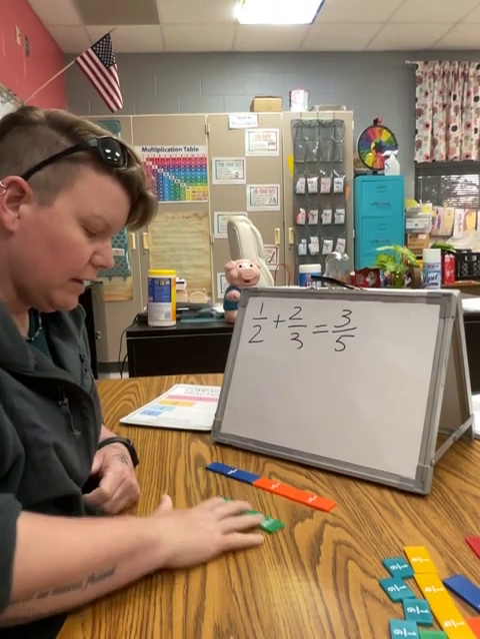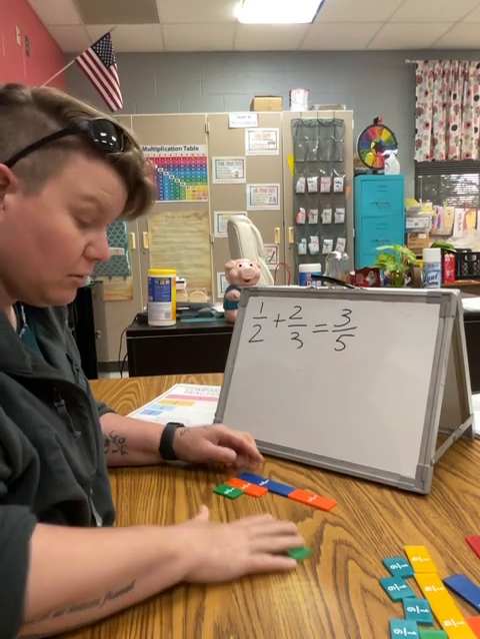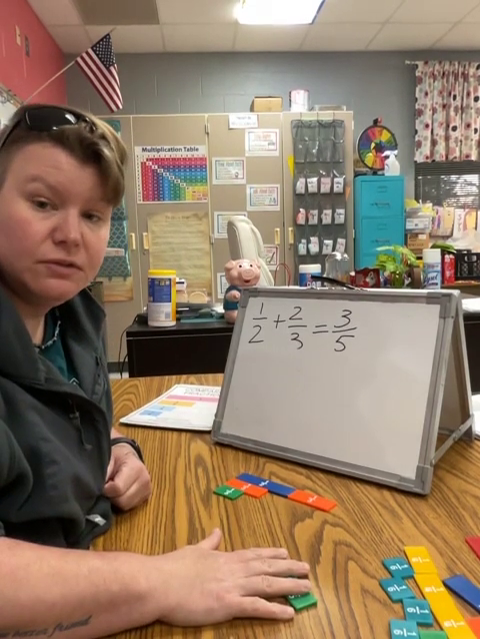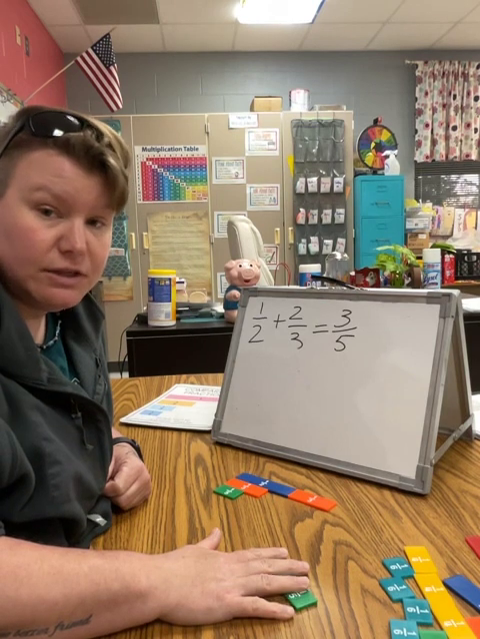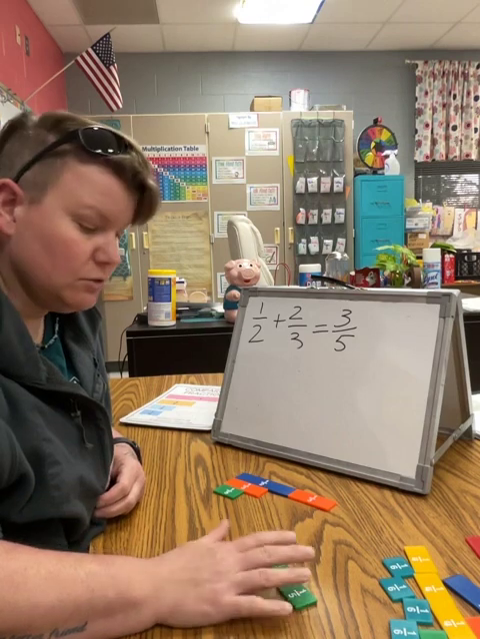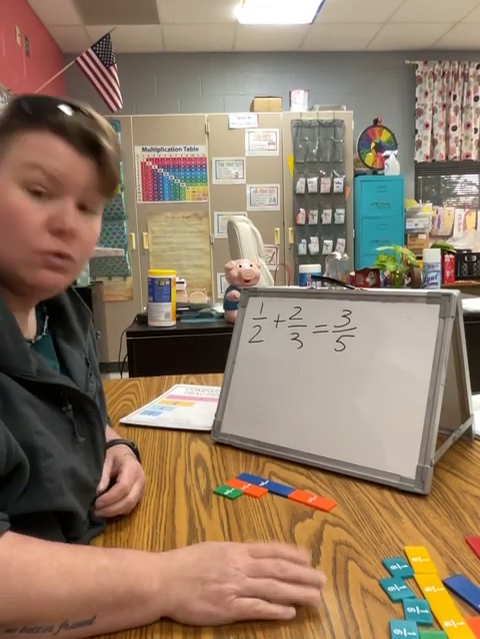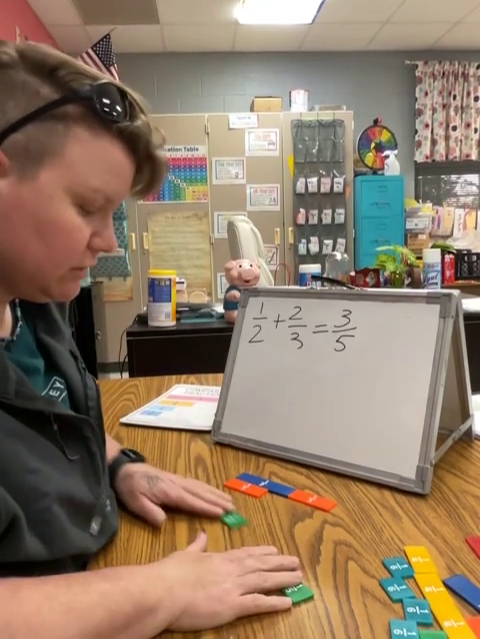Something else I want to point out is that we can very easily see that the parts of our whole are all different sizes, and a fraction is equal parts of a whole. So we need to find some equal parts to add together to make our whole with equivalent fractions, fractions that are equal.